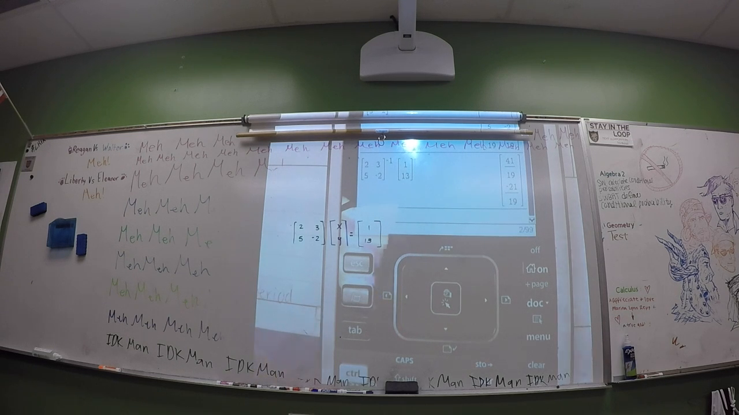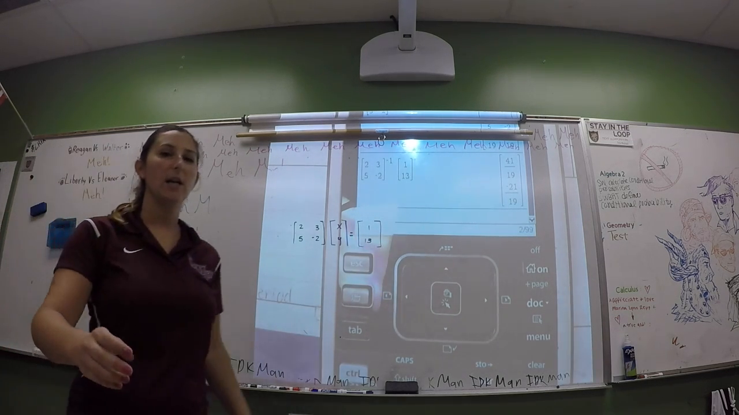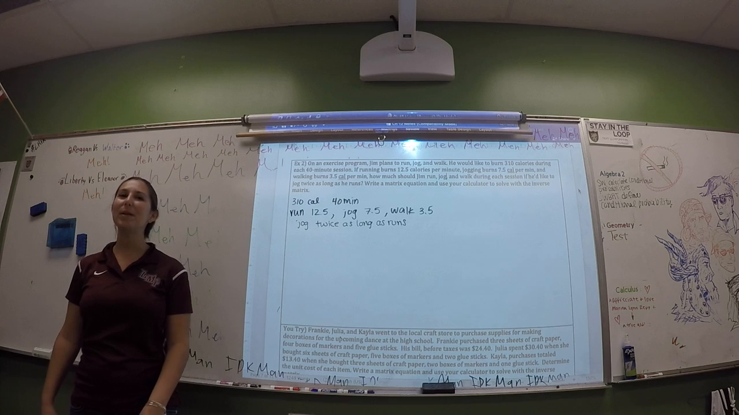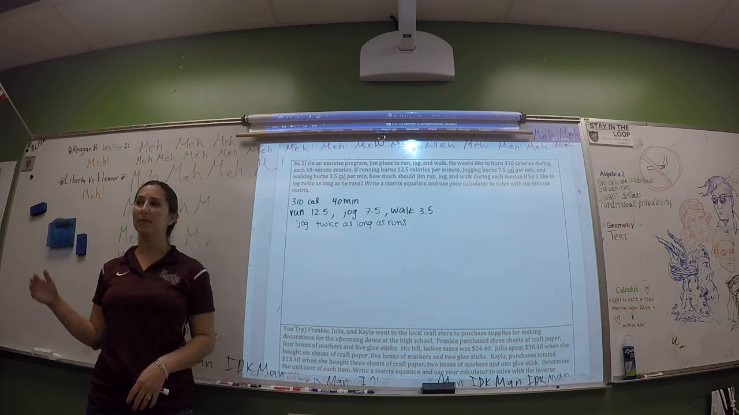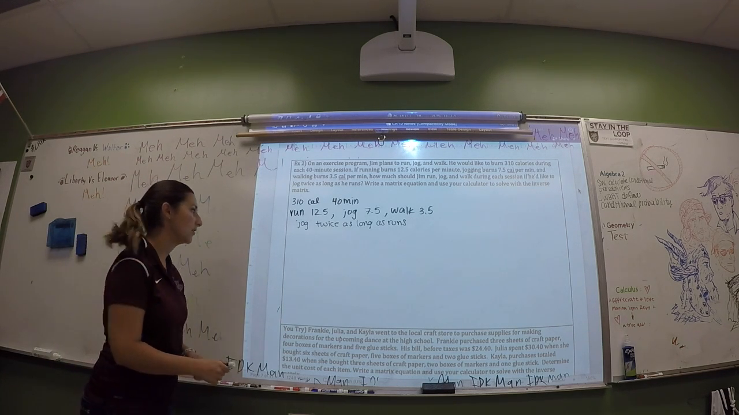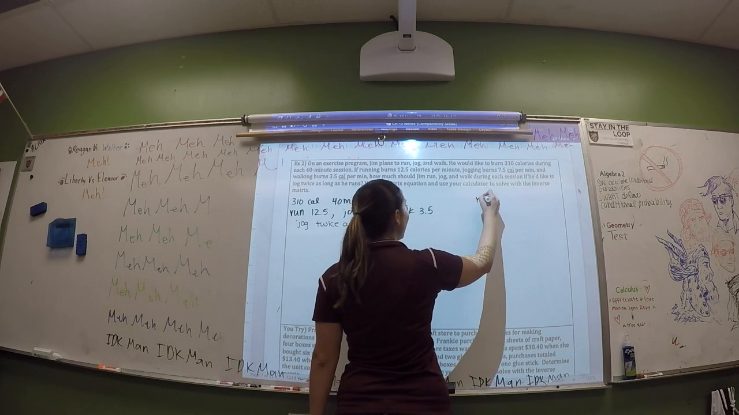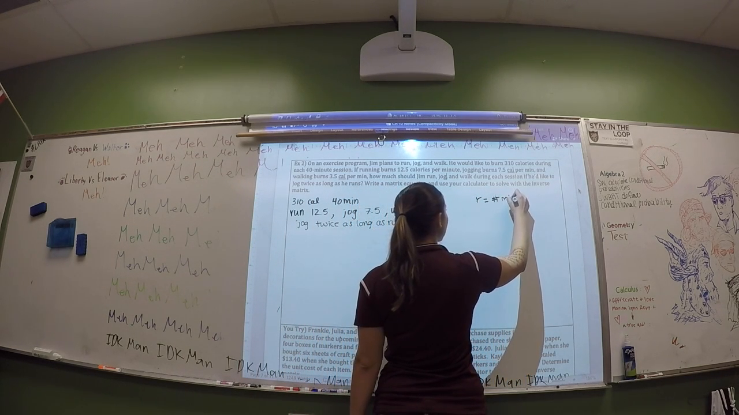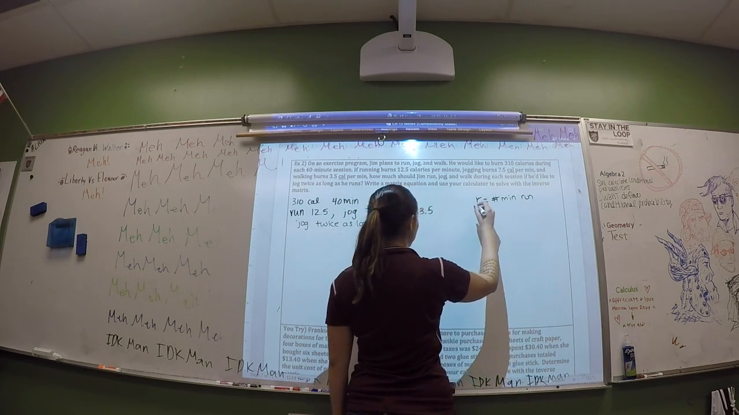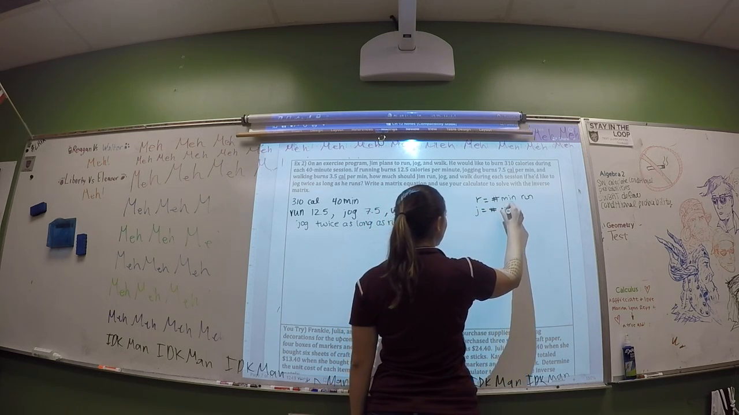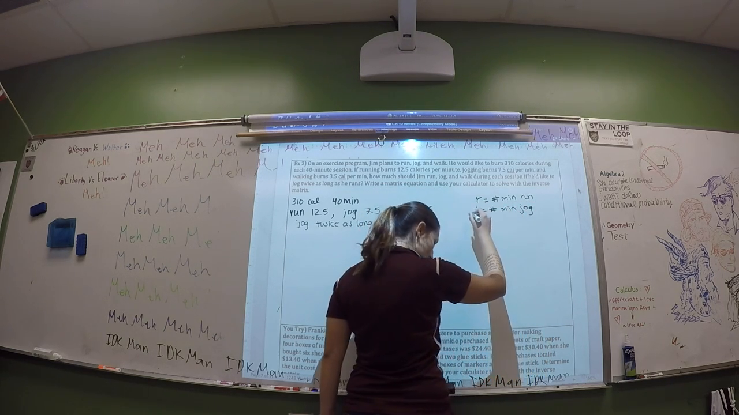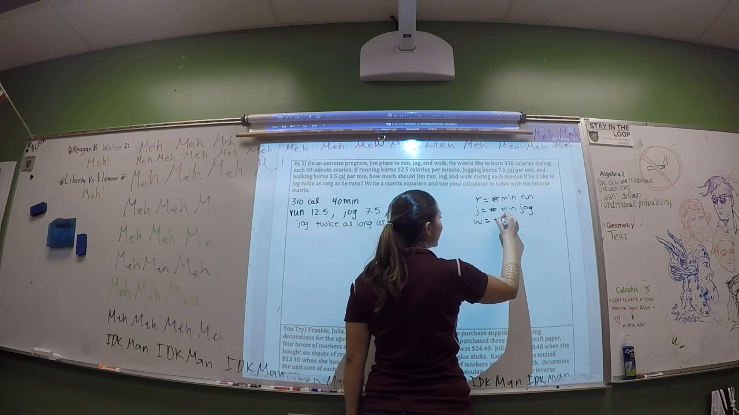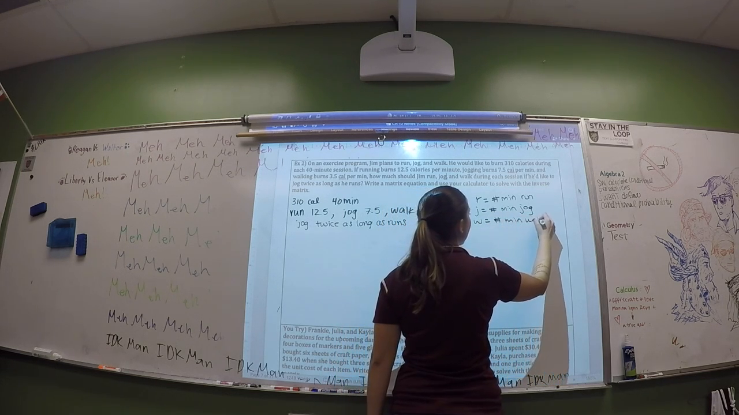Your quiz does not cover inverse. This is not on there. It goes up to inverse matrix. What would be the variables that we're trying to figure out here? R, J, W. Okay, so R is the number of minutes run. I'm just abbreviating J, number of minutes he needs to jog. And then W is the number of minutes he needs to walk.